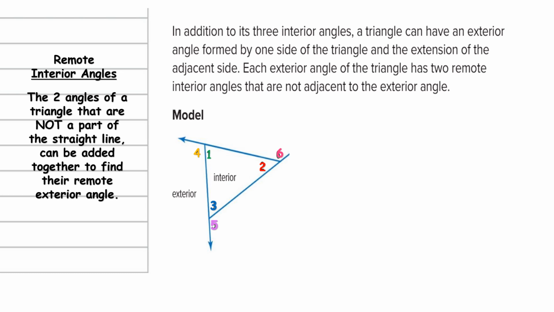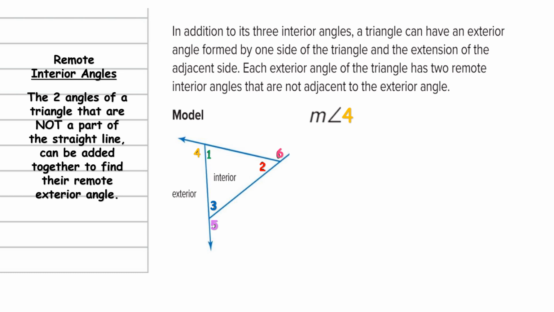When we talk about remote, we're talking about not connected to. So we're going to start with how would we find the measurement for angle 4? So locate the measurement of angle 4. It is directly connected to 1. If I knew the measurement of angle 1, then I would just have to subtract it from 180 to get the measurement of angle 4 because they make a straight line. But let's say I don't. I only know the measurement of angle 2 and angle 3. I can still find it.